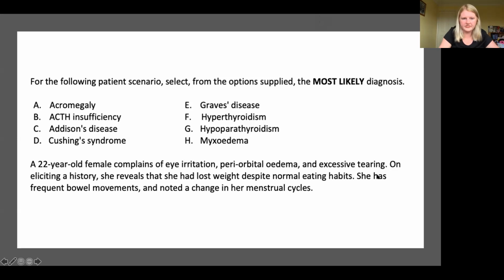Okay, great. Everyone's got this one. So this one is Graves. It is quite an easy question in that it really does give you all of the signs of Graves in terms of the ocular changes and the signs of hyperthyroidism. Just make sure you read all the responses because you may have picked hyperthyroidism if you hadn't read all the options.